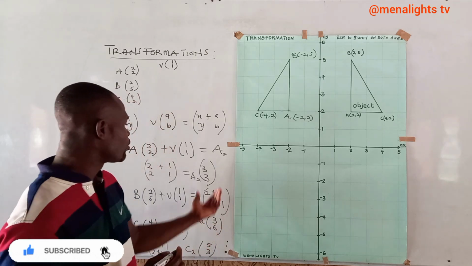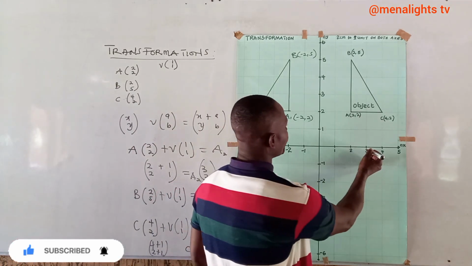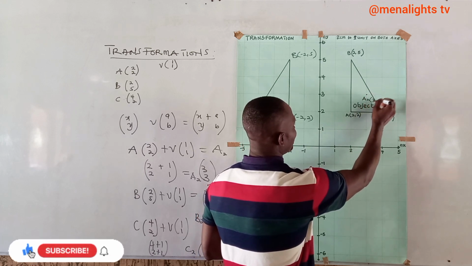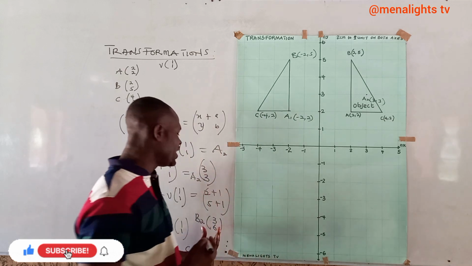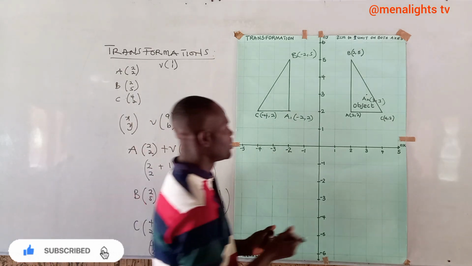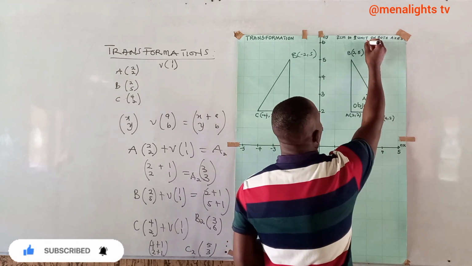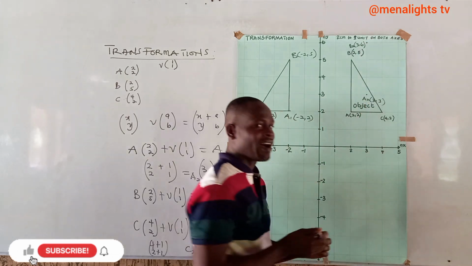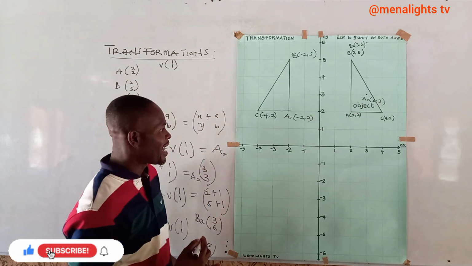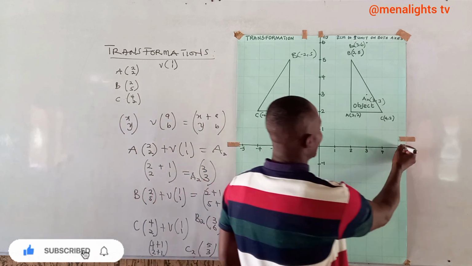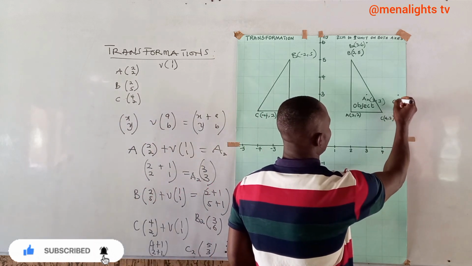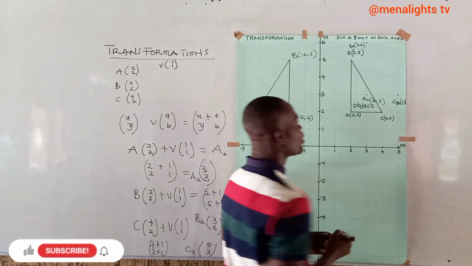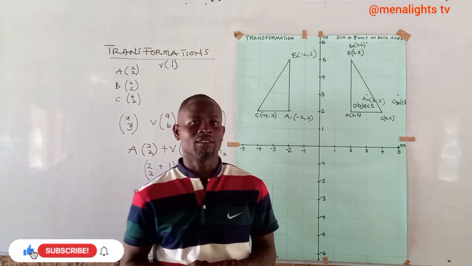Here our A2 is (3, 3). So we locate (3, 3), which is here. Then we have our B2, which is (3, 6). Then we also have our C2, which is (5, 3). So we have (5, 3) here. We are now going to join the points to form a triangle.